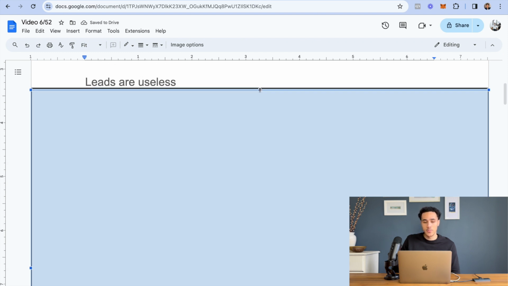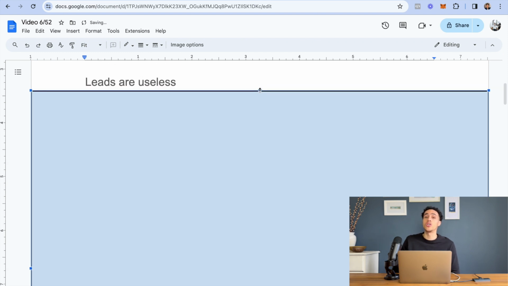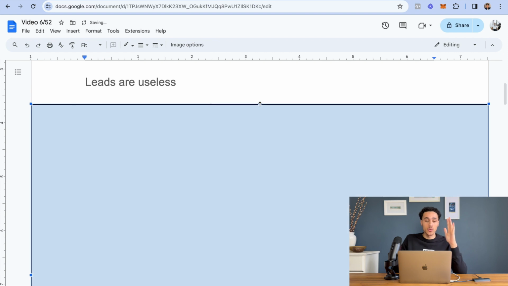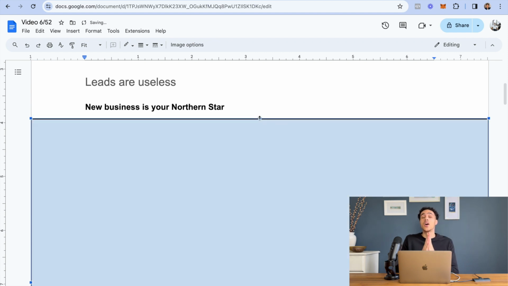Yeah, I said they're the most important thing, but leads on their own are useless. They're nothing. Leads are not money, okay? So I don't ever want your Northern Star to be leads. I don't want you to ever think that leads are the most important thing in your business, or what you're striving to get. You're striving to get new business. Now, albeit to get new business, you need leads, but leads on their own aren't anything.